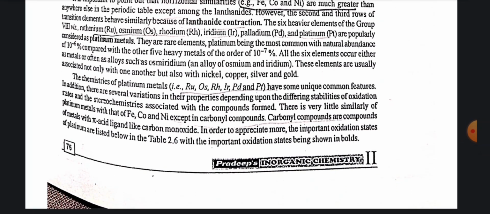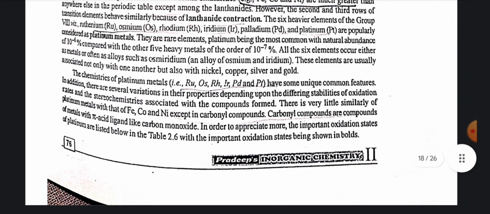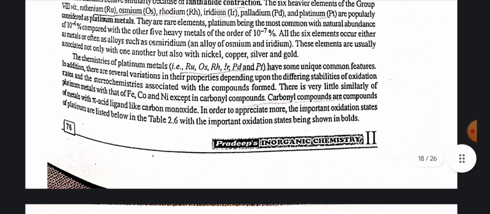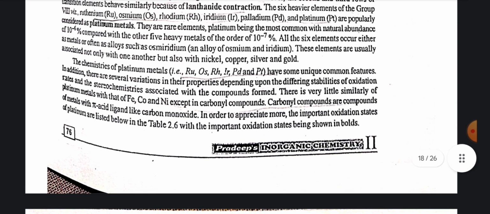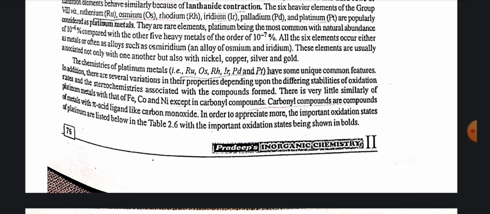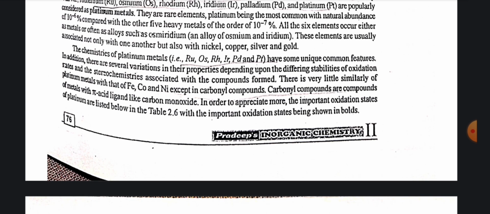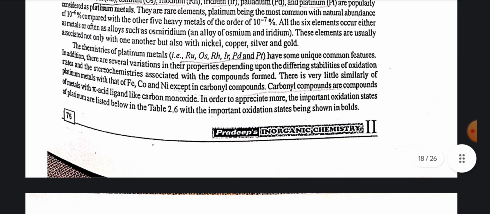They are rare elements, platinum being the most common, with a natural abundance as a metal of 10 raised to the power minus 6 percent, compared with the other five heavy metals of the order of 10 raised to the power minus 10 percent. All the six elements occur either as metals or in an alloy such as osmiridium, that is an alloy of osmium and iridium. These elements are usually associated not only with one another but also with nickel, copper, silver and gold.